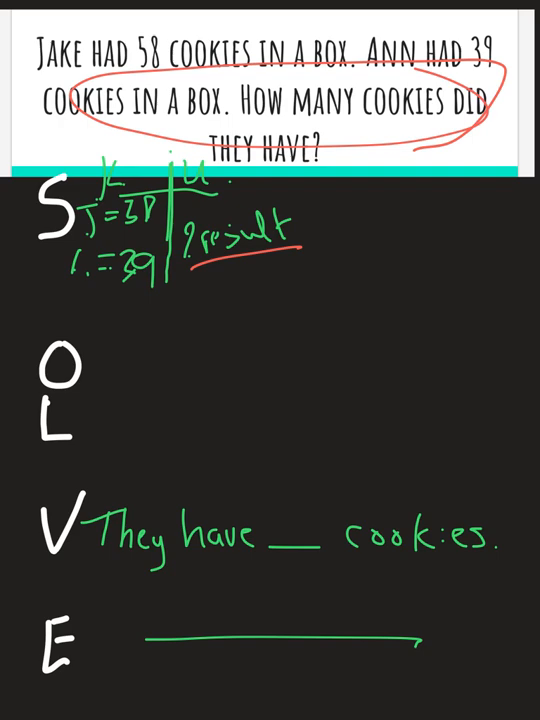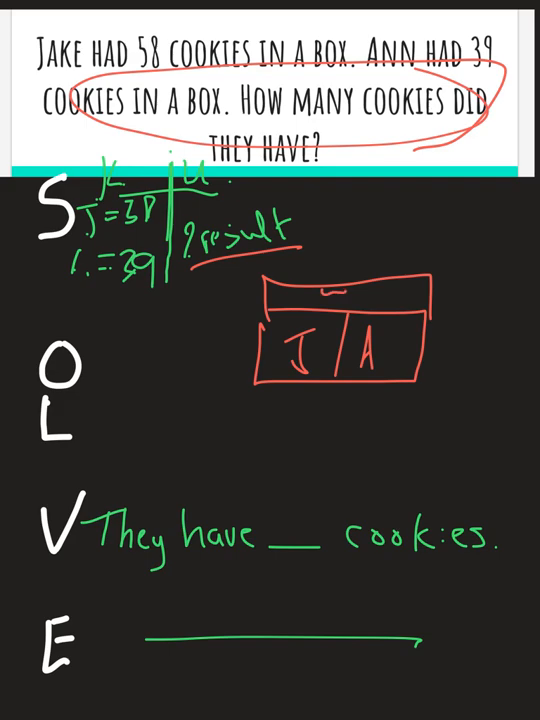Is Anne giving cookies to Jake? Is Jake giving cookies to Anne? No, they're not giving cookies to each other. We've just got two standalone boxes of cookies, and that's a part whole. So we've got Jake's part and Anne's part, and then we have a whole. And that's how our organized section would look like. So we're just organizing the words that are in the problem.